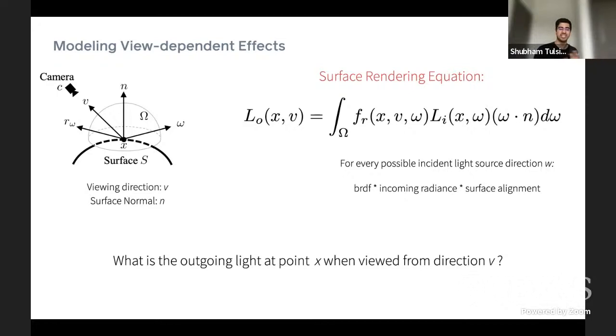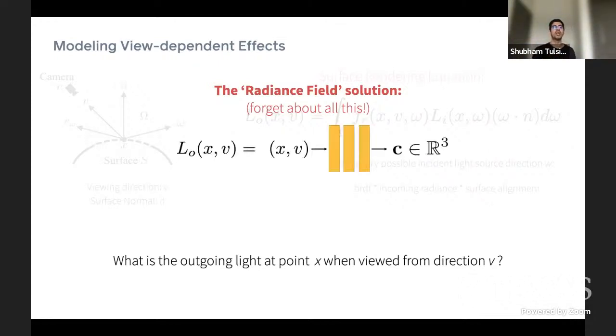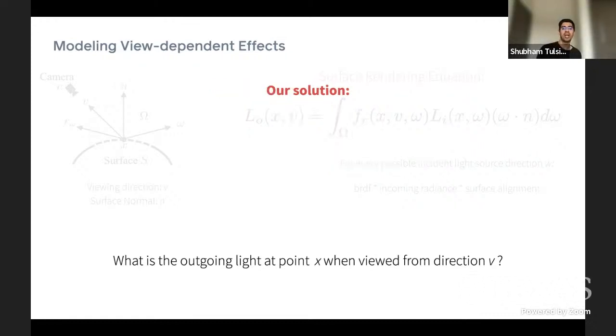While this is very well known in classical graphics, the neural radiance field solution is to ignore this knowledge about surface rendering and instead use just a neural network to model the outgoing light from a particular point X in a direction V. While this is again a very expressive representation, it fails to generalize in the regime of low amounts of training data. Instead, our solution is to learn neural but constrained models of the lighting and BRDF and still use surface rendering equations to model view-dependent effects.